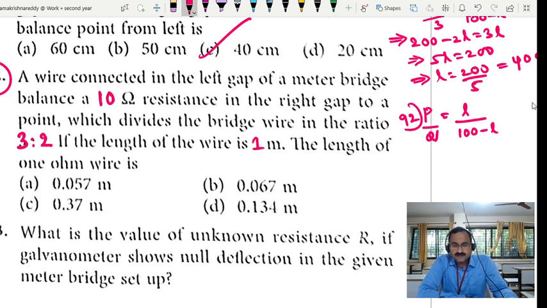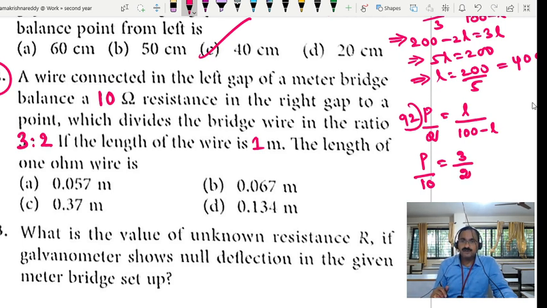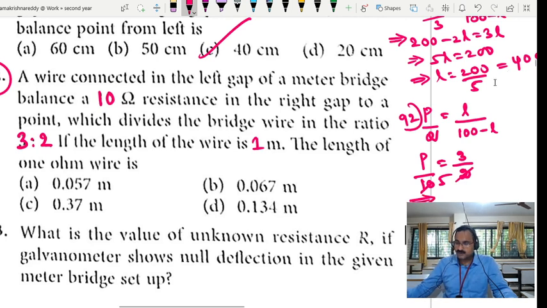Left gap of a meter bridge balancing a 10 ohm resistance in the right gap at a point. Nothing but P divided by 10 is equal to, what about this ratio they gave you? 3/2. Now from that we have to calculate. This value they gave already, 3/2 only, L divided by 100 minus L ratio, directly they gave. Therefore P is equal to 15 ohms we got.